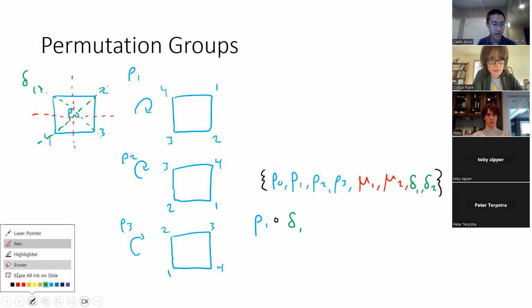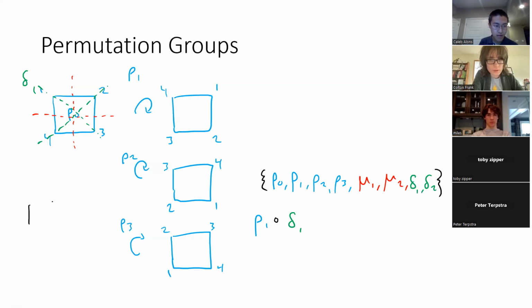So let me draw a fresh square over here. If we have 1, 2, 3, and 4, what's going to happen if I execute one rotation and then that diagonal? Let's do it one step at a time. Let's first do row 1. So after row 1, what is the top right corner going to be? 1, 2, 3, or 4. Put it in the chat.